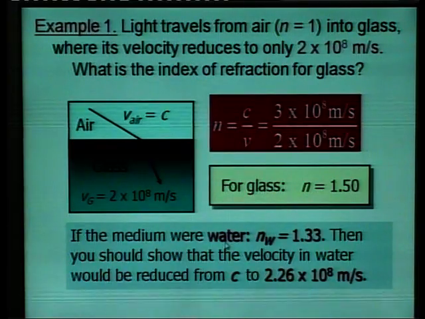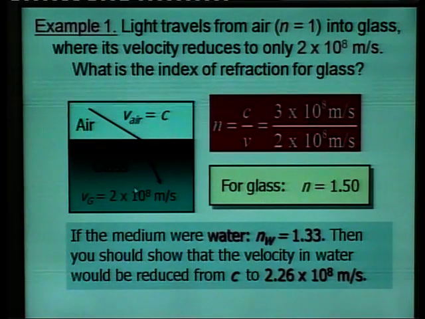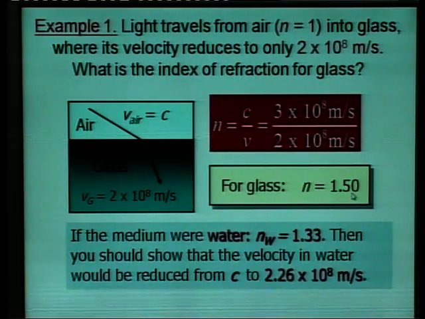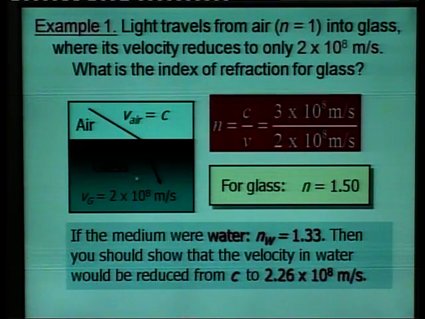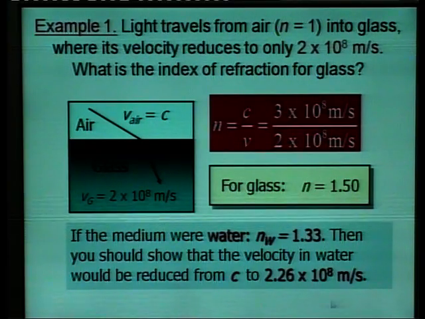If the medium were water, if here we take water instead of glass, then this value of refractive index comes out to be 1.33. Then you should show that the velocity in water is reduced from c to 2.26 into 10 power 8 meter per second. So if the medium is glass, its refractive index will be 1.5 and velocity is 2 into 10 power 8 meter per second. And if instead of glass you take water as the medium, and take the refractive index of water as 1.33, then the value of velocity will come out to be 2.26 into 10 power 8 meter per second.